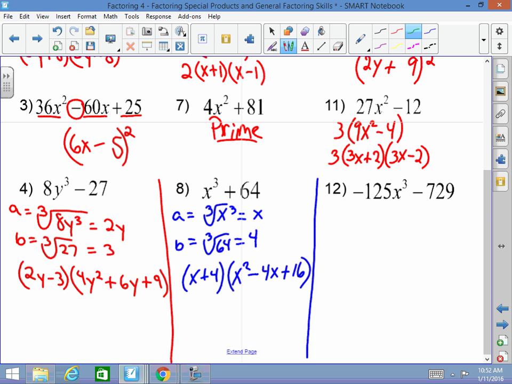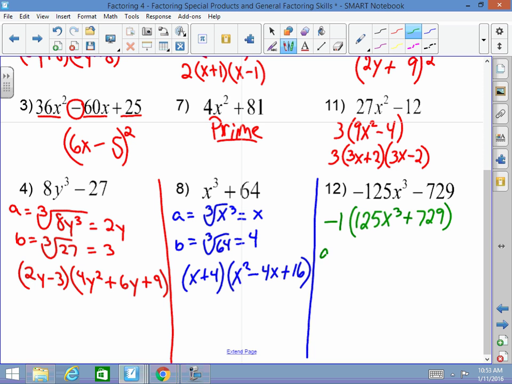For 12, what do you think I would do here first? What's the GCF here though? Don't overthink it, guys. -1, thank you. So you take out a -1 here, you've got 125x cubed plus 729. Yes, someone said that 729 was the GCF. No. Thank you for trying, but no. 729 is not the GCF.